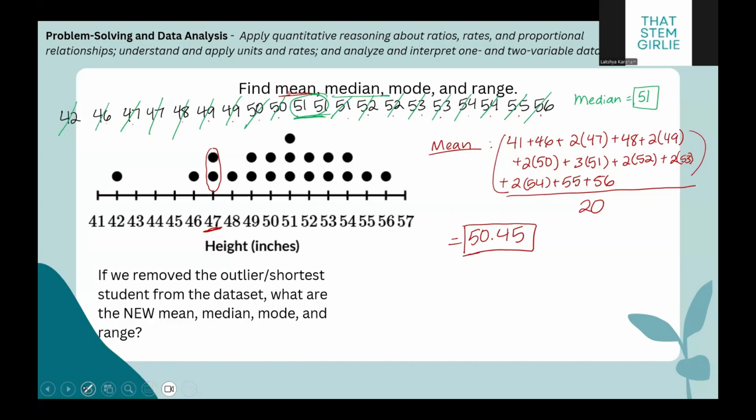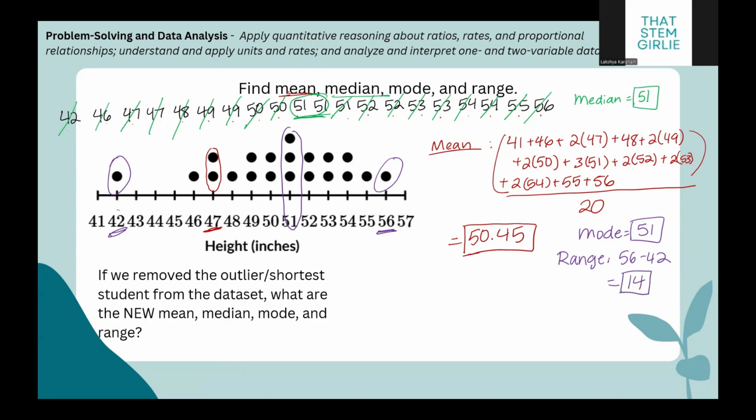The mode is the number that is being repeated the greatest. You can clearly see here that it's going to be 51 because that is repeated 3 times, right? And the range is going to go from 56, that's the largest number here, down to 42. This is the smallest number here. So the range will be 56 minus 42, which is nothing but 14, right? That's the range. Okay.